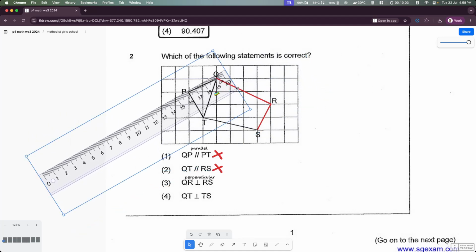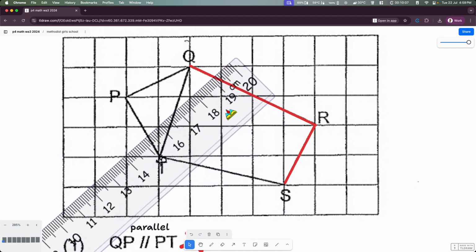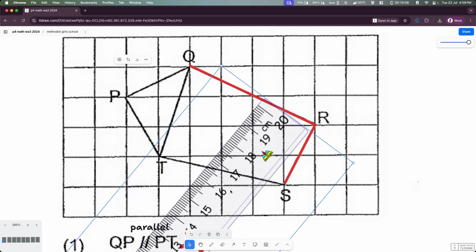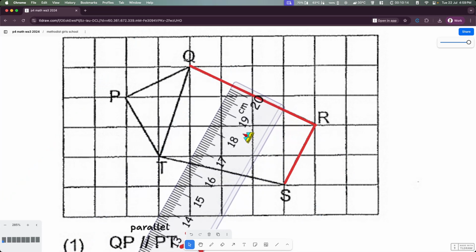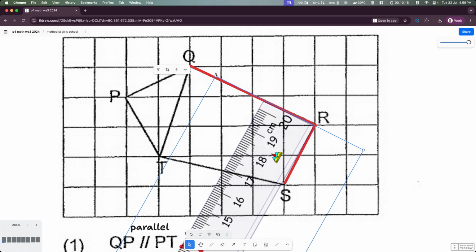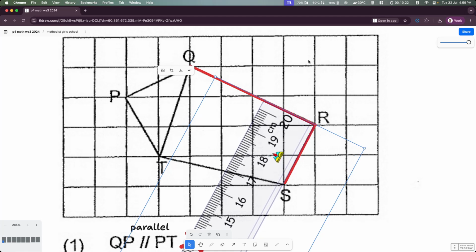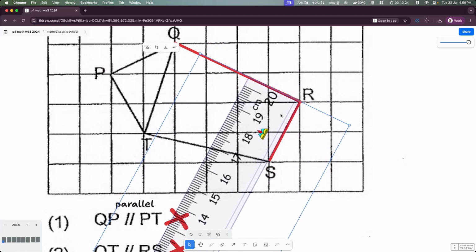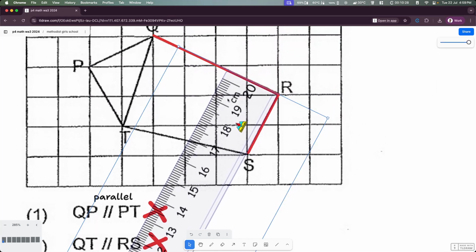I'm going to make this ruler smaller. Let me zoom this in. Once you have a ruler, you can drag it and make sure that the two lines meet perpendicularly. Any rectangular or square object can actually help you. In this case, you can see that they are perpendicular. Great. So QR and RS is actually correct.